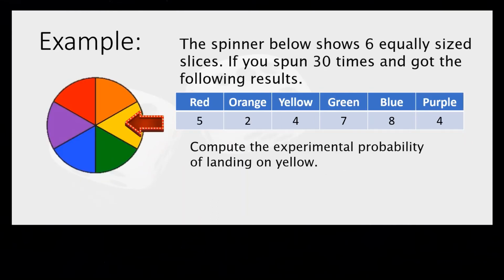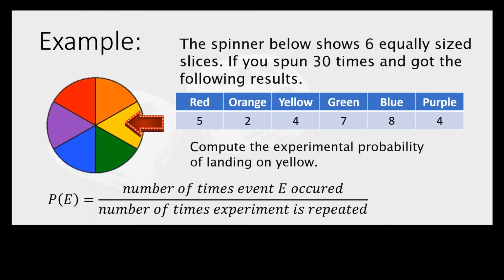Another example. The spinner shows 6 equally sized slices. If you spun 30 times and got the following results: when we spun, it landed on red 5 times, orange 2 times, yellow 4 times, green 7 times, blue 8 times, purple 4 times. Now, compute the experimental probability of landing on yellow.